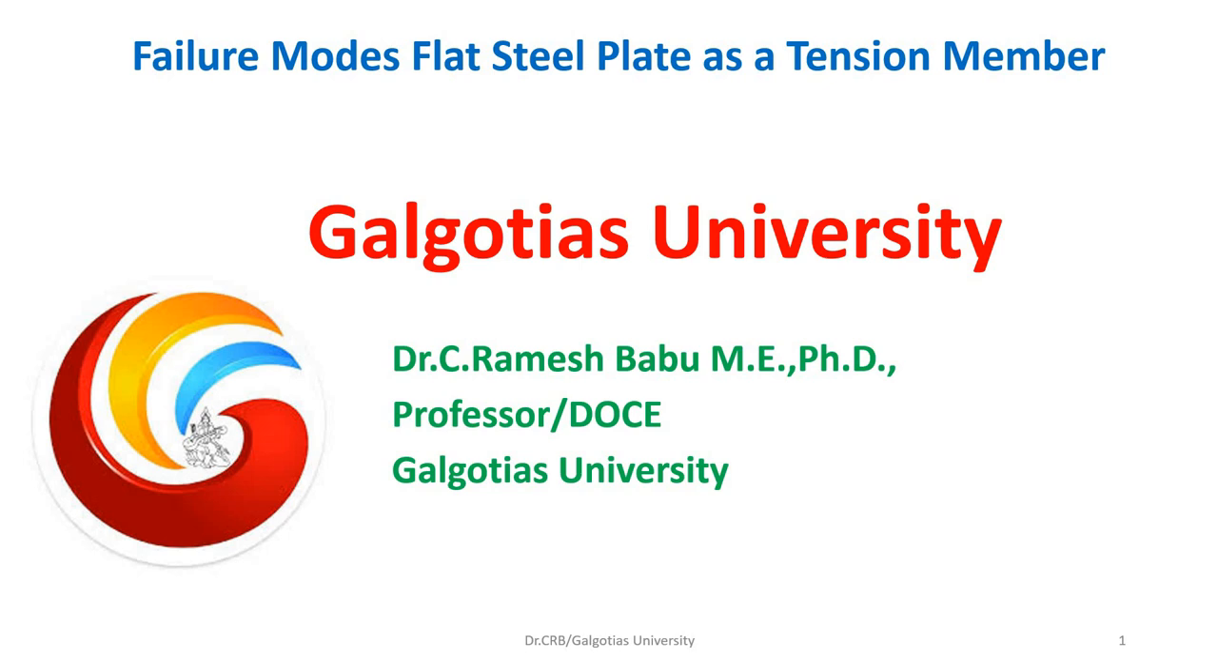Today we will see about the failure modes of flat steel plate which acts as a tension member. Basically, there are different patterns of failure that are observed in tension members. Whatever we are using as a tension member, for example, plates could be used, or you can use steel sections such as angle section, channel section, I section, steel hollow sections for tension member.